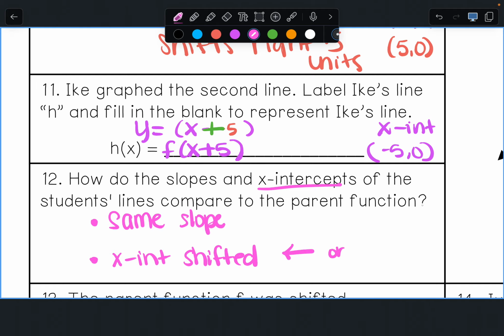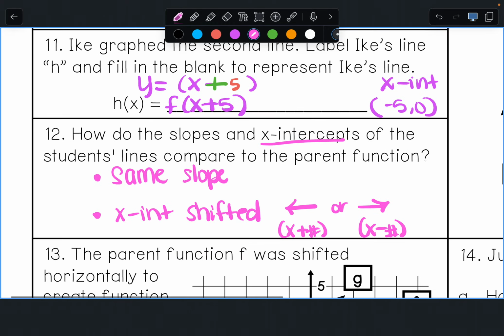Shifted left or right. Okay? If it's shifted to the left, you get x plus c. If it shifts to the right, you get x minus c. Or if you don't want to use c, use the number sign. x plus the number. x minus the number. Okay?